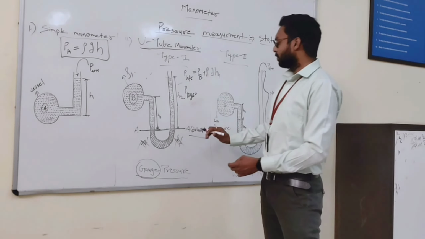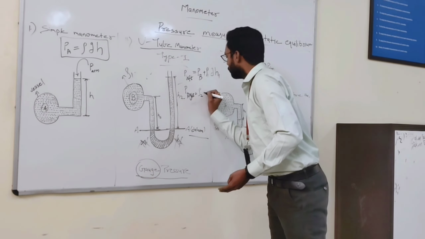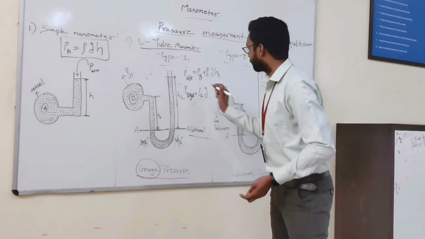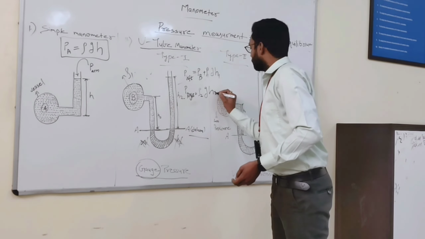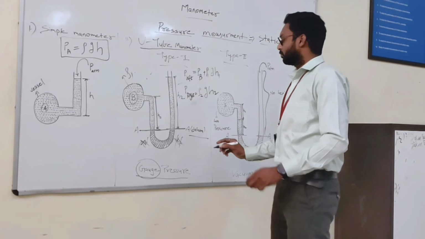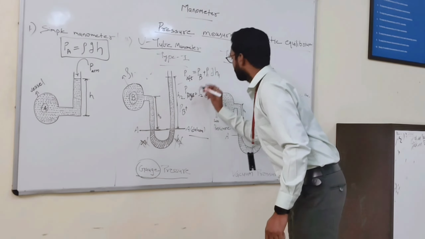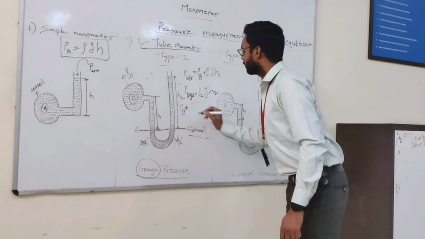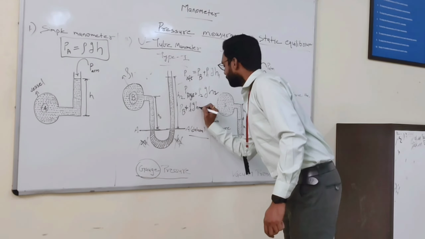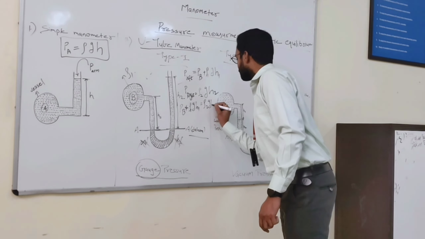Right. So here we have liquid 2, which has a density of rho 2, into gravitational force G, into the height of the liquid H2. Now what I will do? P left equal to P right. So PB plus, first I am writing down the P left, PB plus rho 1 G H1, that equals rho 2 G H2.